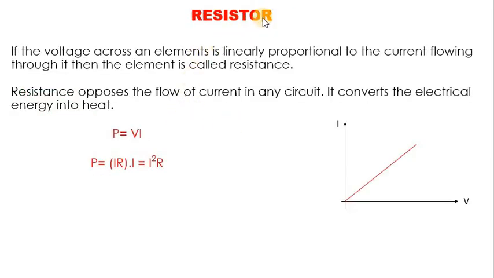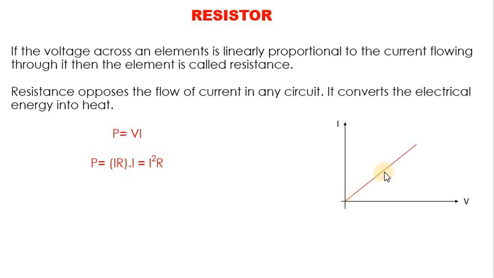So let's talk about resistor. If the voltage across an element is linearly proportional to the current flowing through it, then the element will be called a resistance. Here you can also see a graph, which is the IV characteristic of a resistor. You can see there is a linear relationship between the voltage and the current.